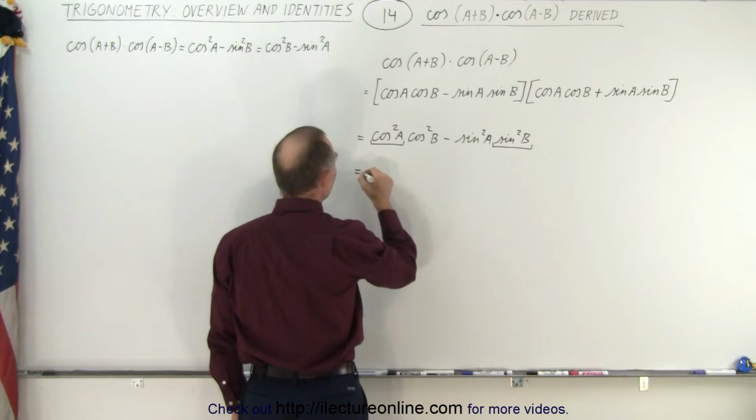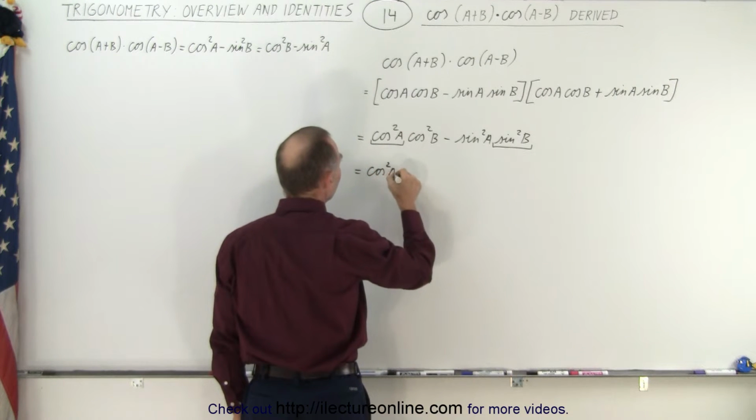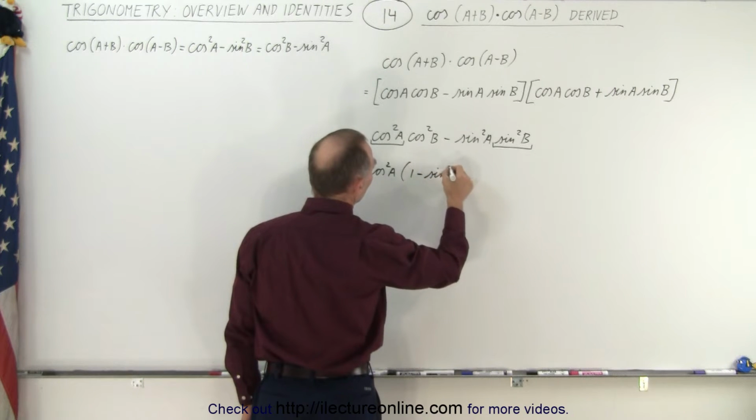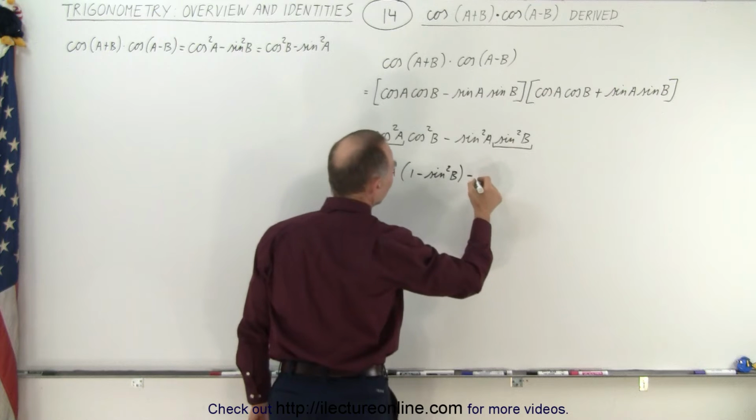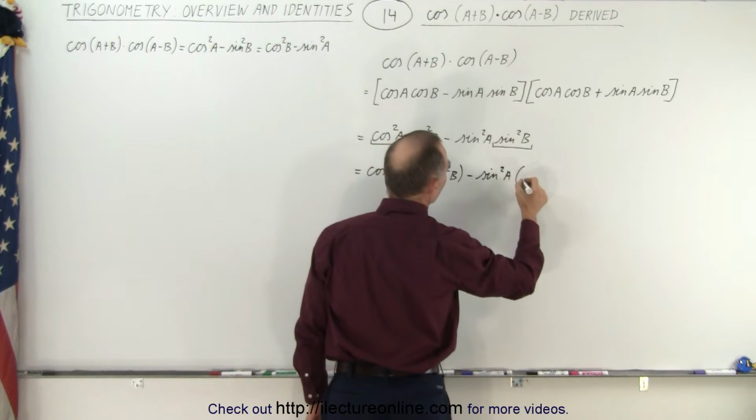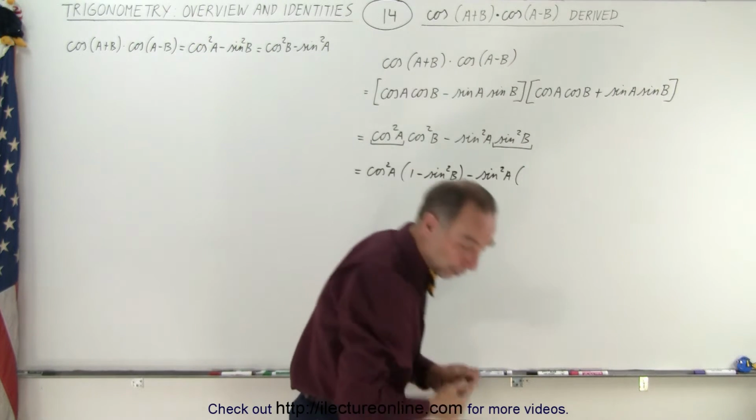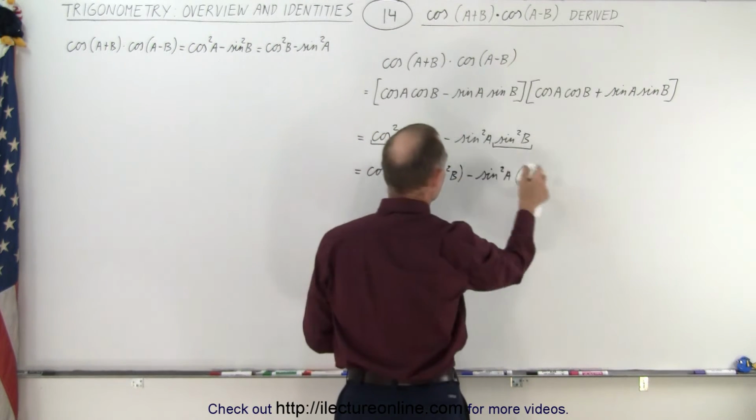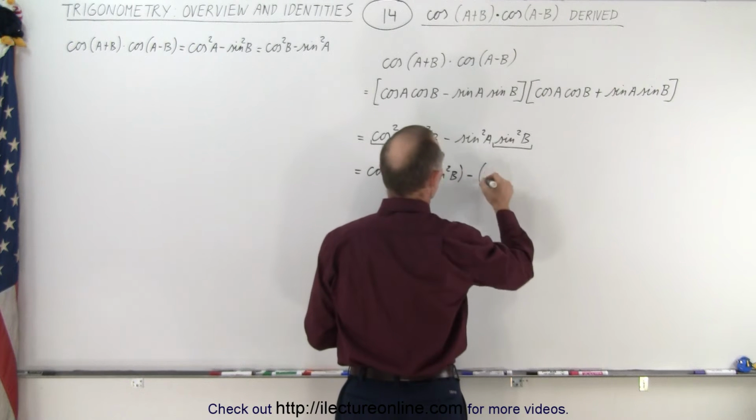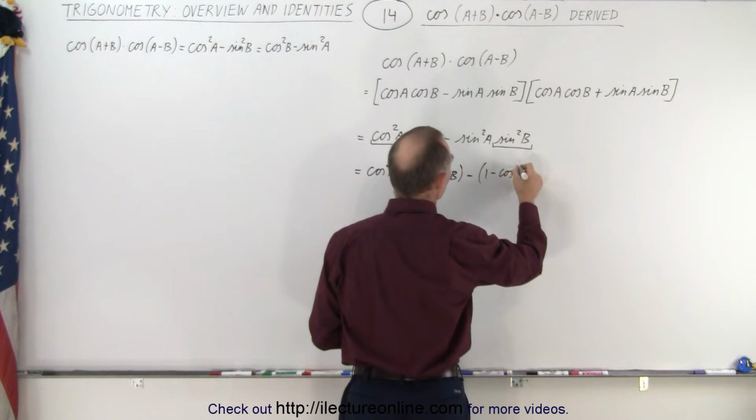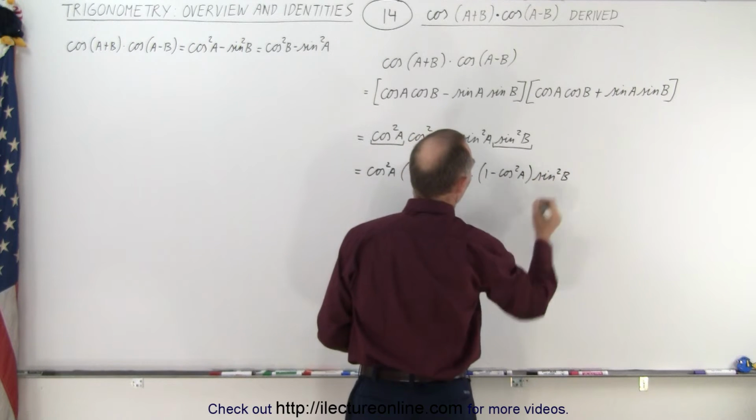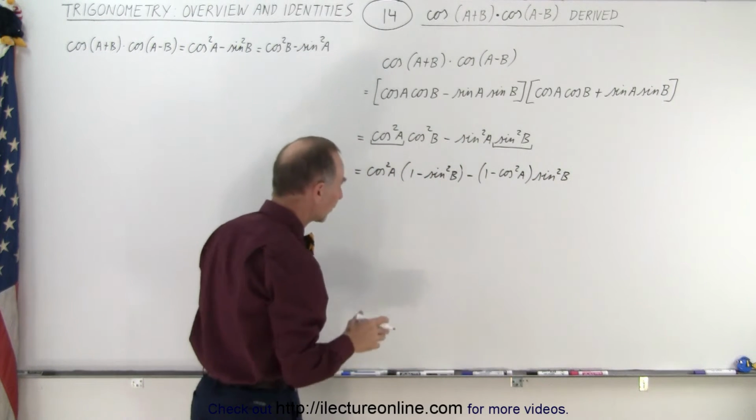So this can now be written as the cosine square of A times 1 minus the sine square of B minus the sine square of A times, oh, wait a minute, no, I'm trying to get rid of that one. I want to get rid of this, so we're going to rewrite this in terms of 1 minus the cosine square of A times the sine square of B. Okay, now this should work. Let's see what we get.